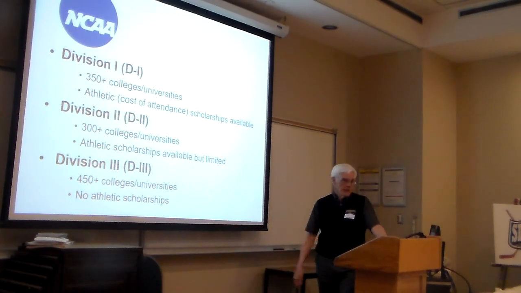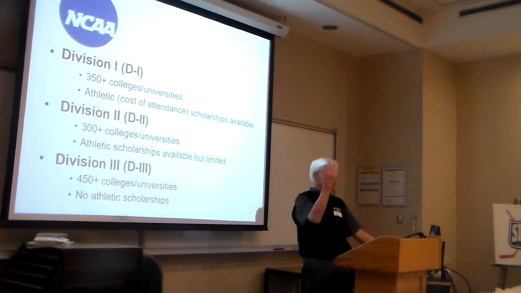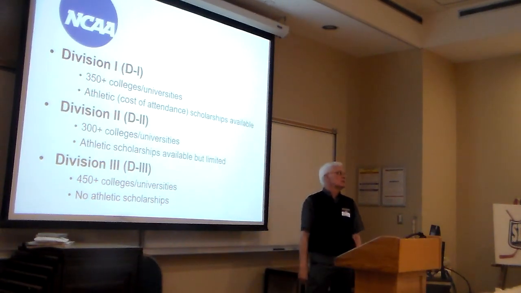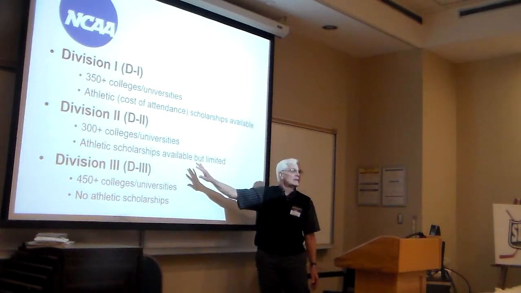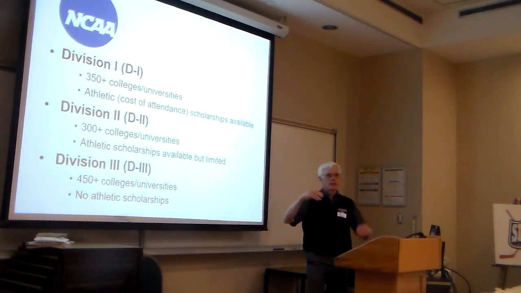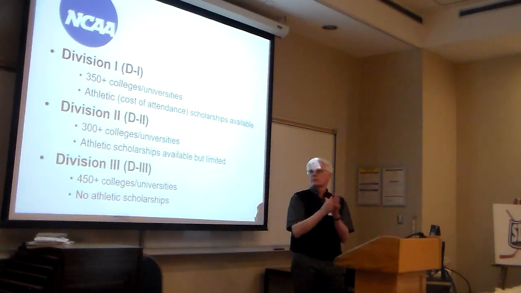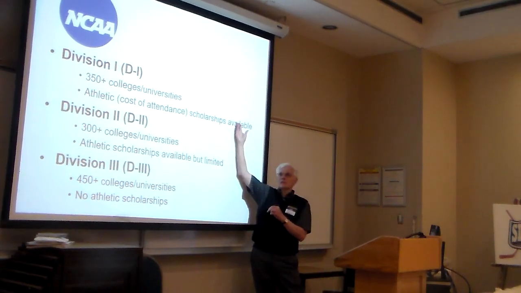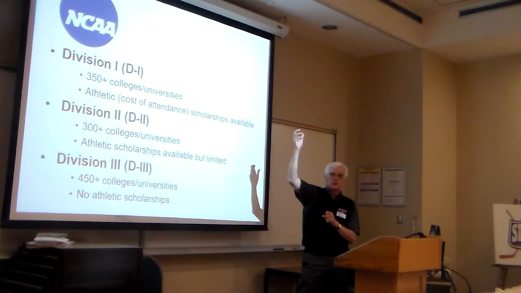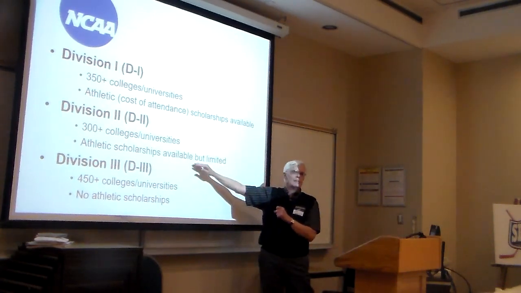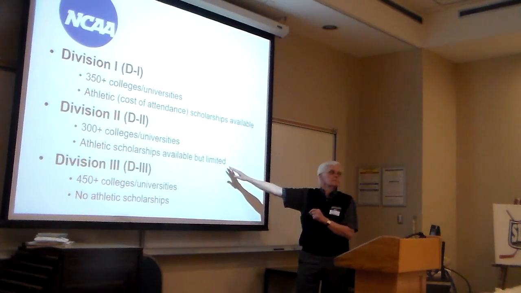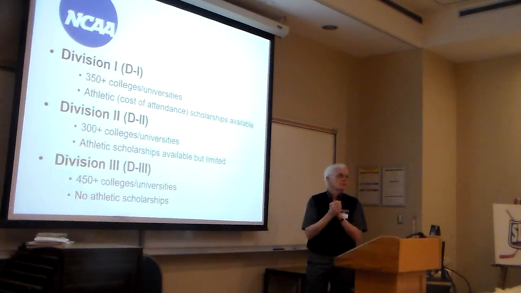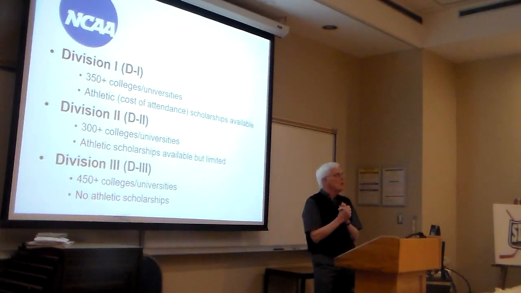Division II, Michigan Tech is a Division II school with Division I hockey, so they got grandfathered in. There are about 300 colleges and universities in Division II. They have some athletic scholarships, but they're very limited. A football team will have a limited number of scholarships available. Division I has a fairly large limit, about 95 scholarships for football players. Division II is about 35 or 40. Division III are generally smaller universities. There are about 450 of those in the United States, and they have no athletic scholarships.